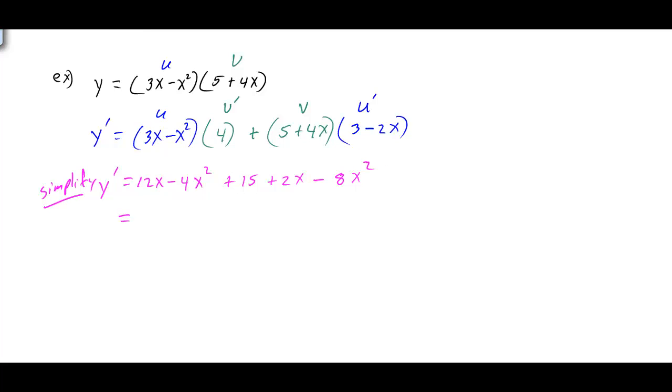And if we collect our like terms, negative 8x squared, negative 4x squared, negative 12x squared, 12x and 2x is 14x, and then we bring down our 15.